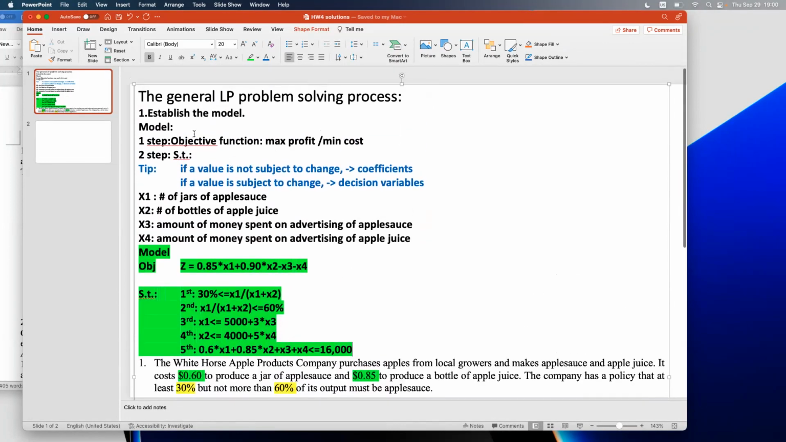Remember to establish the model. So we got the model. And always keep in mind, when you see a value, try to change that. If you find, okay, this value I cannot change, that's going to be your coefficients. And if you find, okay, I can change that, then that's your decision variables, and you should use that as your decision variables.